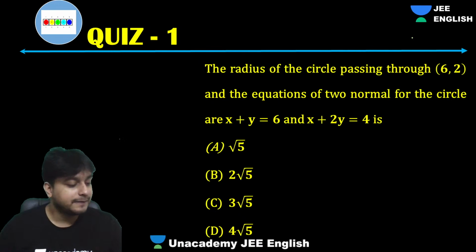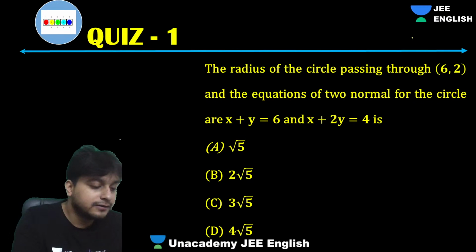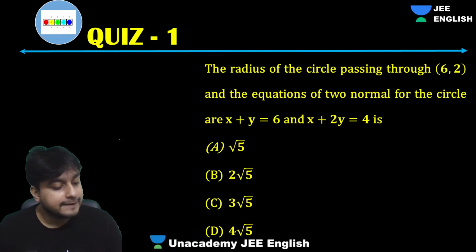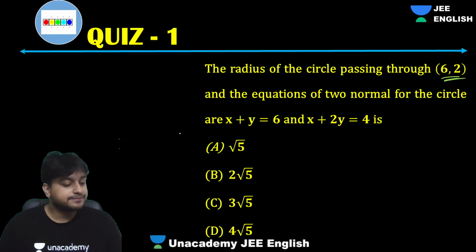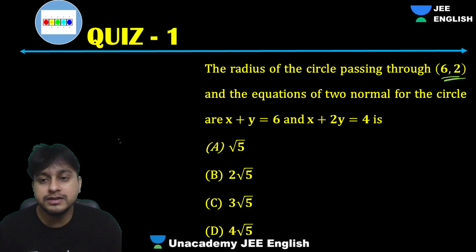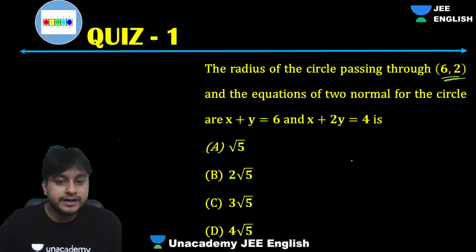Come on, guys. So Shivani has got the answer. Come on, everyone. How will you get it? Radius of the circle passing through 6 comma 2. An equation of two normals. Equation of normal is given. x plus y equal to 6. x plus 2y is equals to 4. How will you get it?